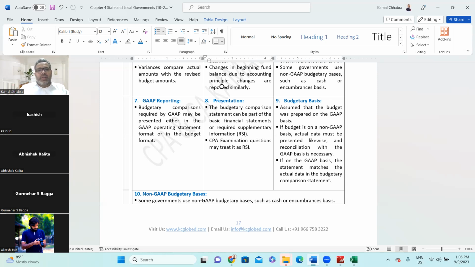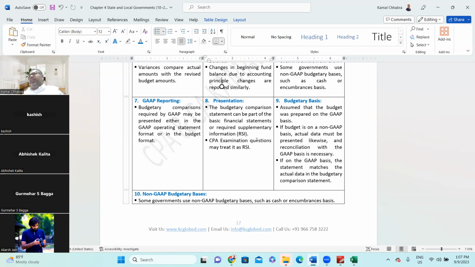Ninth one is budgetary basis. What is the basis of budgetary financial statement? Assume that the budget was prepared on a GAAP basis. If the budget is on non-GAAP basis, actual data must be presented likewise, and reconciliation with the GAAP basis is necessary. So whenever you are making the budgets, you'll be considering the GAAP as a basis.